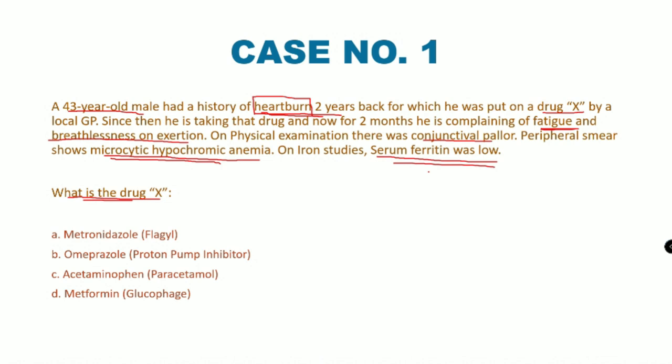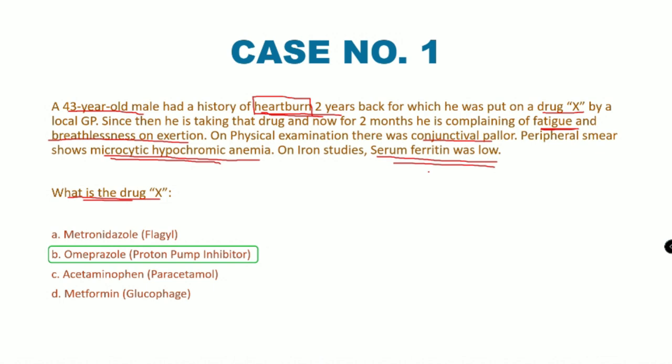So what drug is he taking? The correct answer is omeprazole, the proton pump inhibitor. Omeprazole, or a proton pump inhibitor, decreases the secretion of stomach acid. It decreases the HCl production in stomach.